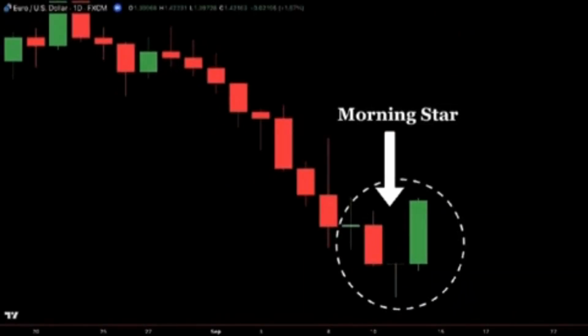The morning star is a bullish reversal pattern that signals a potential shift from a downtrend to an uptrend. It consists of three candles and typically forms at the bottom of a downtrend, indicating that sellers are losing strength and buyers are stepping in.